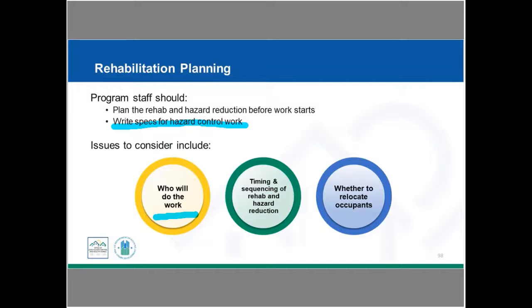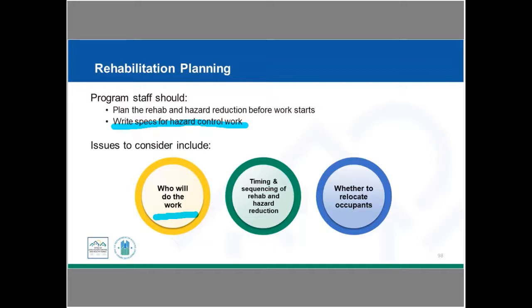So thinking about who's going to do that work, if we're going to have two different contractors, the sequencing on that. And then also our third thing to think about here, and we'll talk more, I believe, next week, is thinking about the occupant. In some cases, we're going to have work that requires those occupants be removed temporarily from that property. So part of our planning is to determine whether our occupants can stay in place.